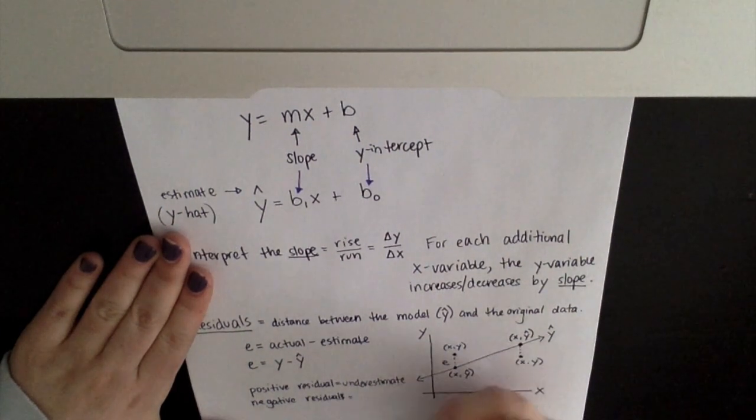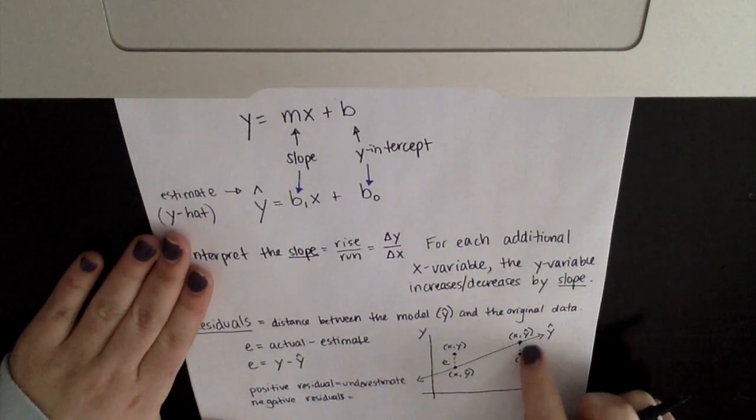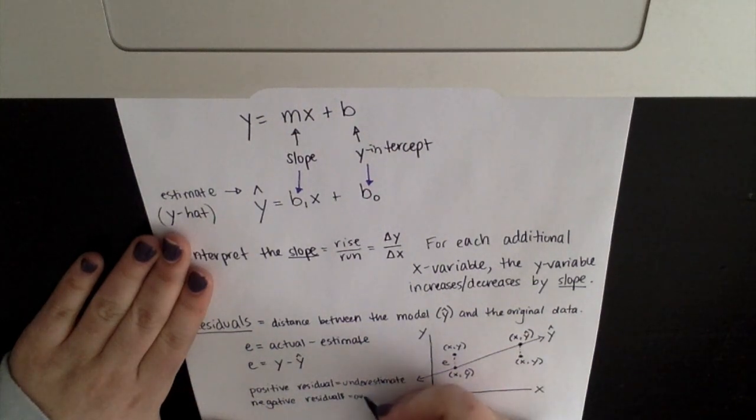Oops, you know I don't know how to spell. And that is actually, where's the line? Over the point, right? So that's considered an overestimate.